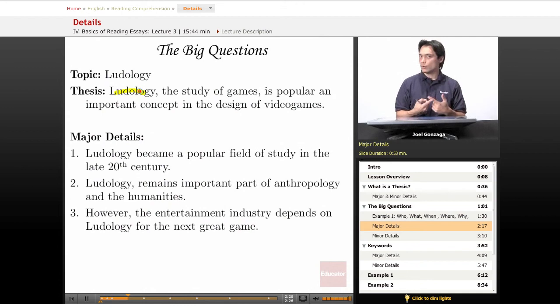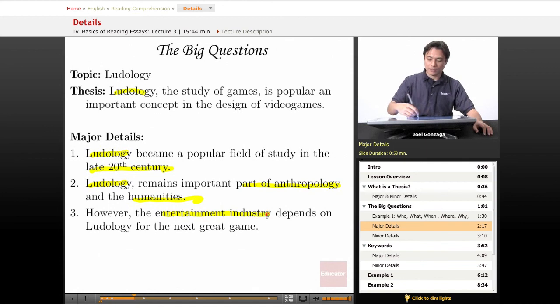Now, are they answering a who question, a what question, a why question, or a when question? Well, ludology became a popular field of study in the late 20th century. Who, what, why? That one answers a when question. Ludology remains an important part of anthropology and the humanities. Well, those are two big subjects that you study when you go to college, so that probably answers a who question. Who studies ludology?